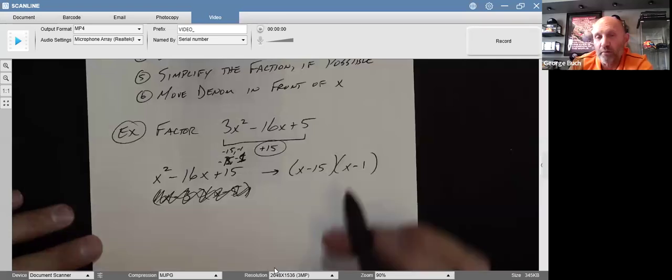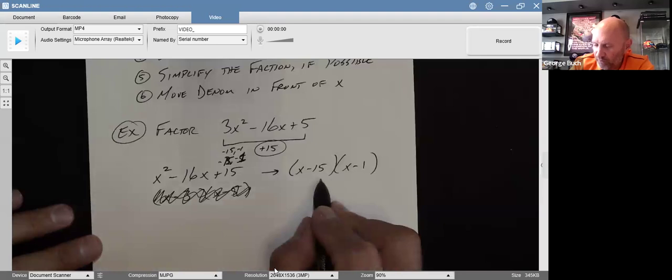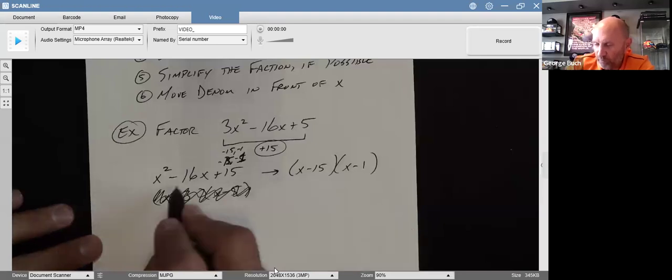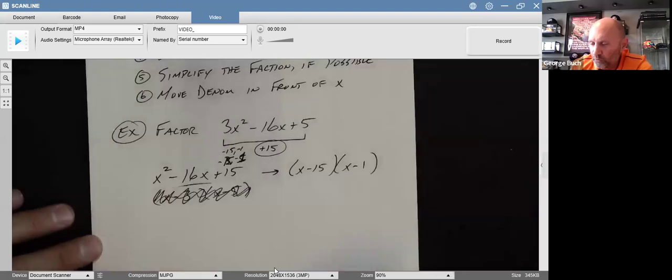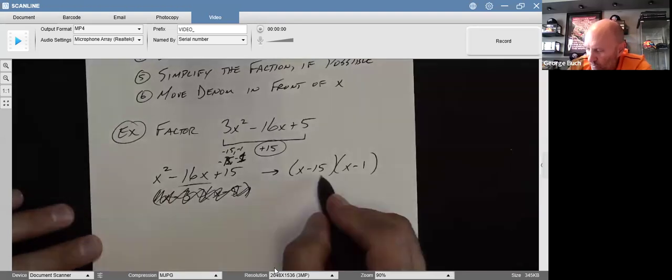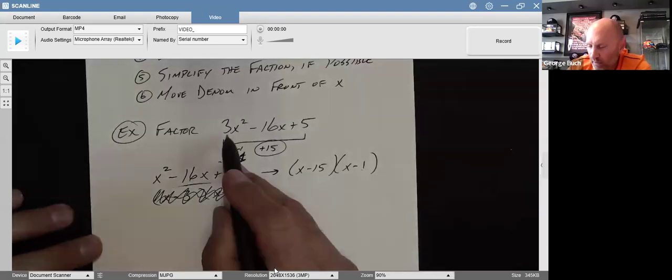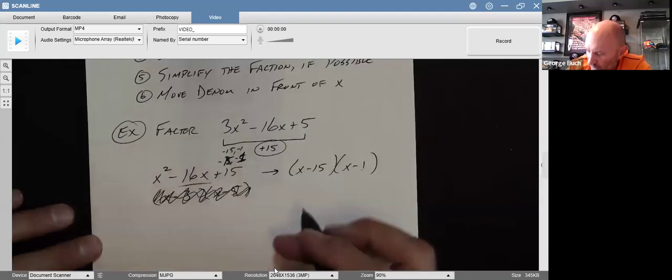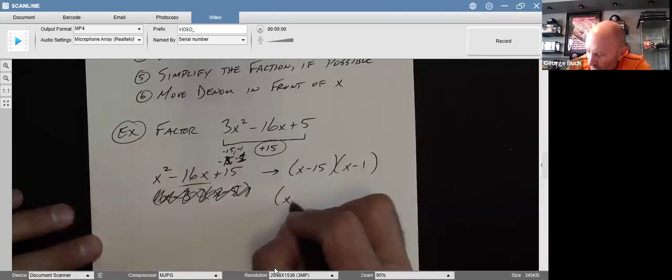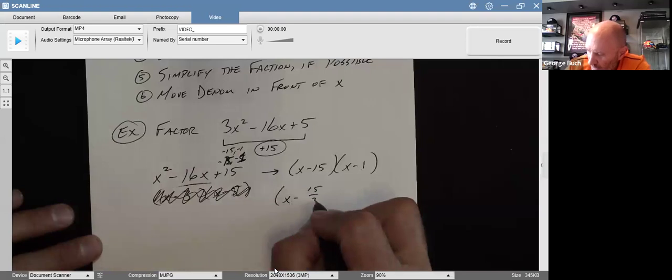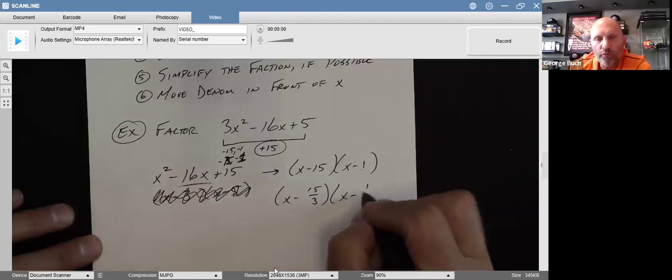All right, but we're not done. This is the factoring of this guy, but that's not what we started with. We started with this one. So what do we do? I divide each number by the original a. My original a was 3, so I get x minus 15 over 3 and x minus 1 over 3.